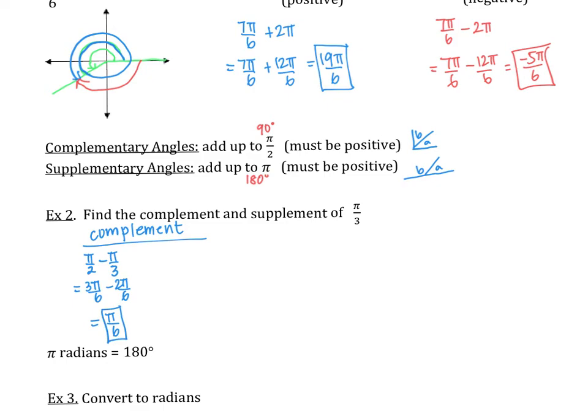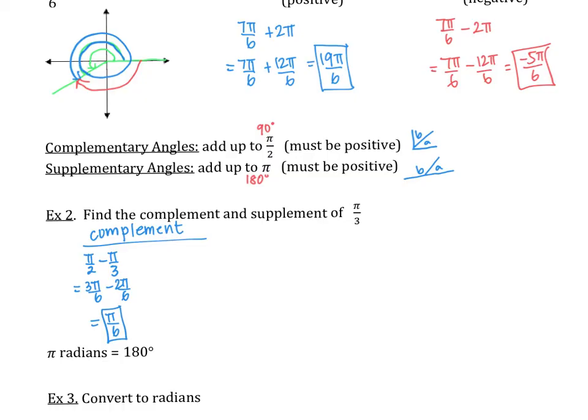If the initial angle is higher than pi over 2, then it's not going to have a complement. Because if it already adds up to 100 degrees, you can't have another angle that adds up to 90 degrees because the answer must be positive. So if I had gotten a negative solution, it would have been no complement.